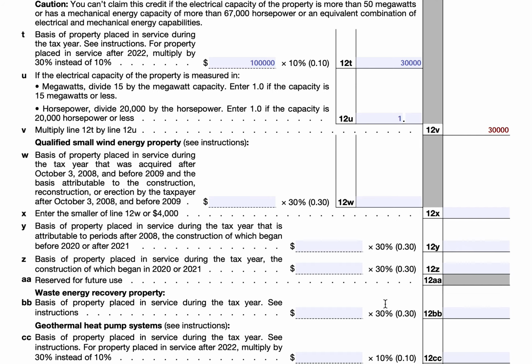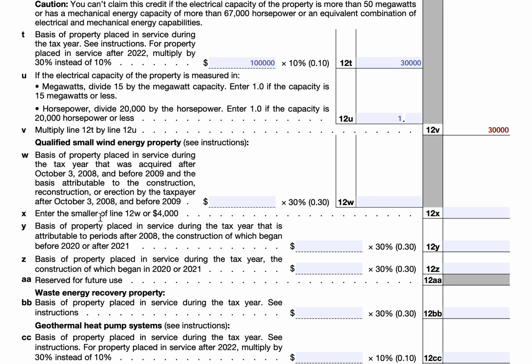For 12W, we're going to calculate the qualified small wind energy property. So 12W, this is property placed into service, acquired after October 3rd, 2008 and before 2009. So that's not going to be applicable to us. So we're going to continue down past that.